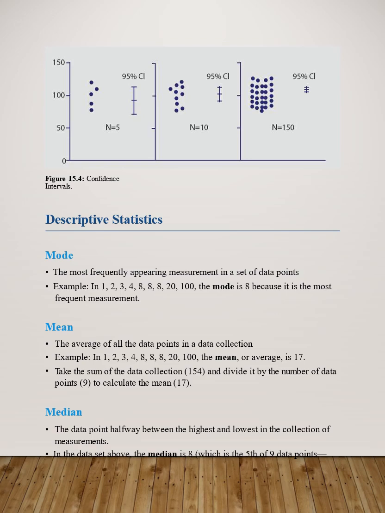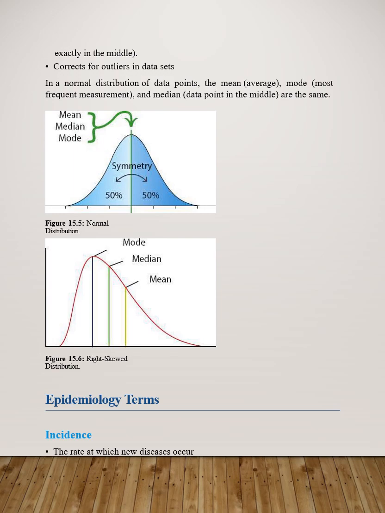Mean, the average of all the data points in the data collection. Example, in 1, 2, 3, 4, 8, 8, 8, 20, 100, the mean, or average, is 17. It means that you take the sum of the data collection, 154, and divide it by the number of data points, 9, to calculate the mean, 17. Median, the data point halfway between the highest and the lowest in the collection of the measurements. In the data set above, the median is 8. It means the fifth of 9 data points, exactly the middle.